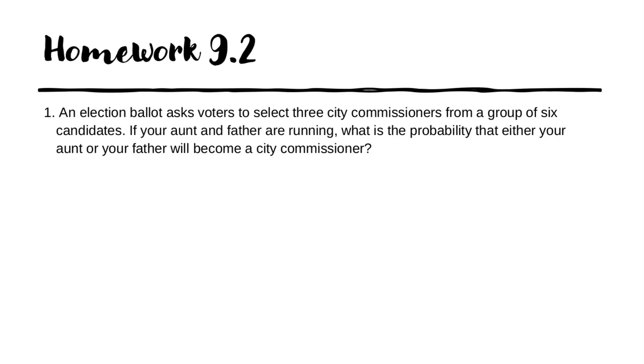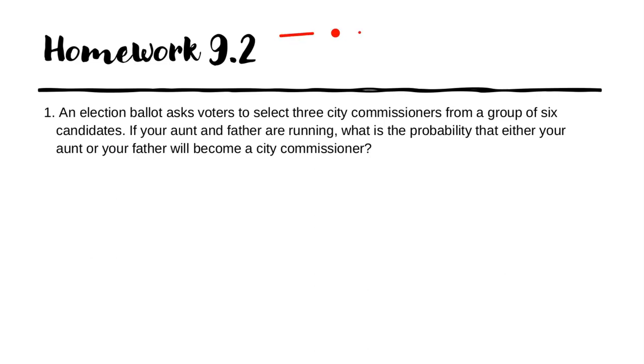So an election ballot asks voters to select 3 city commissioners from a group of 6 candidates. Your aunt and your father are running. What is the probability that either your aunt or your father will become a city commissioner? So for this question, hopefully you recognize that it's very similar to a question you've had before. The difference is now, of course, it's your aunt or your father as opposed to and.